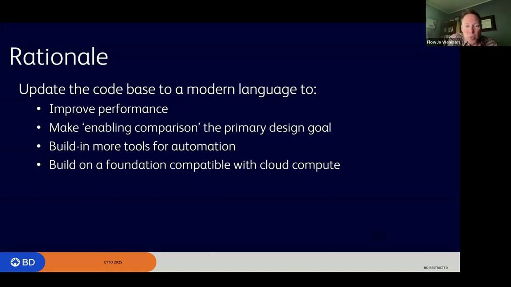We've also tried to build in more tools for automation, and we wanted to write it in a language that builds the foundation for cloud compatible computing, which is not in yet, to be clear, but is something that we have on our roadmap for as soon as we can possibly do it. So that's why there is an 11.